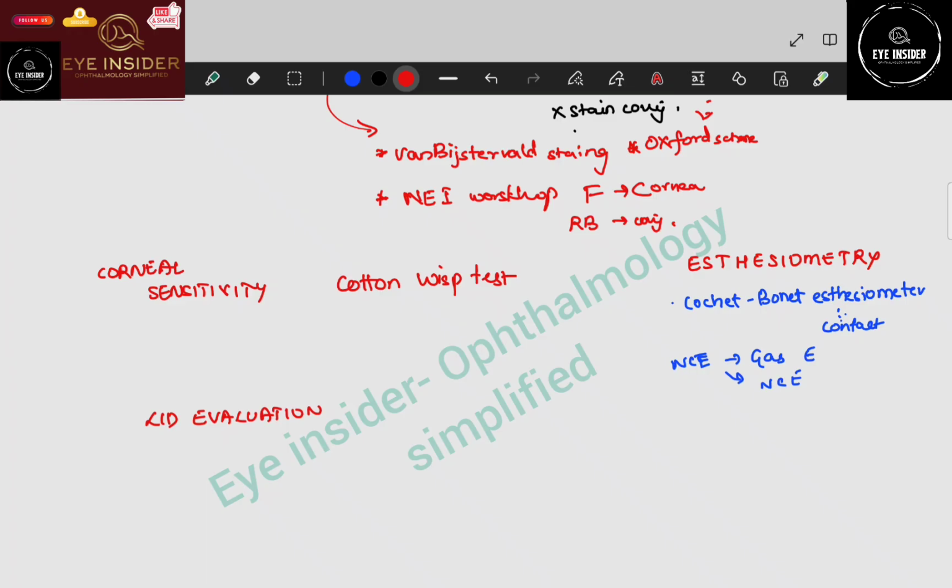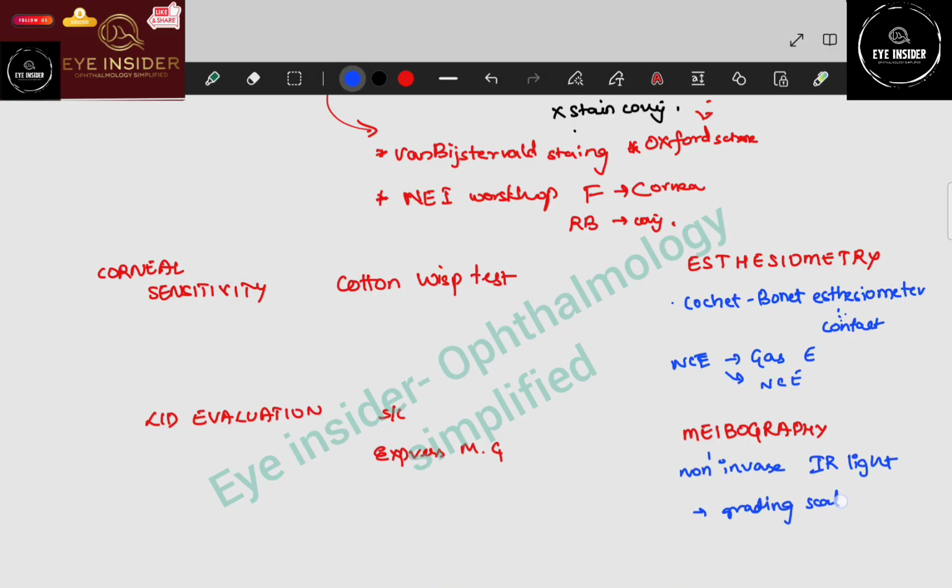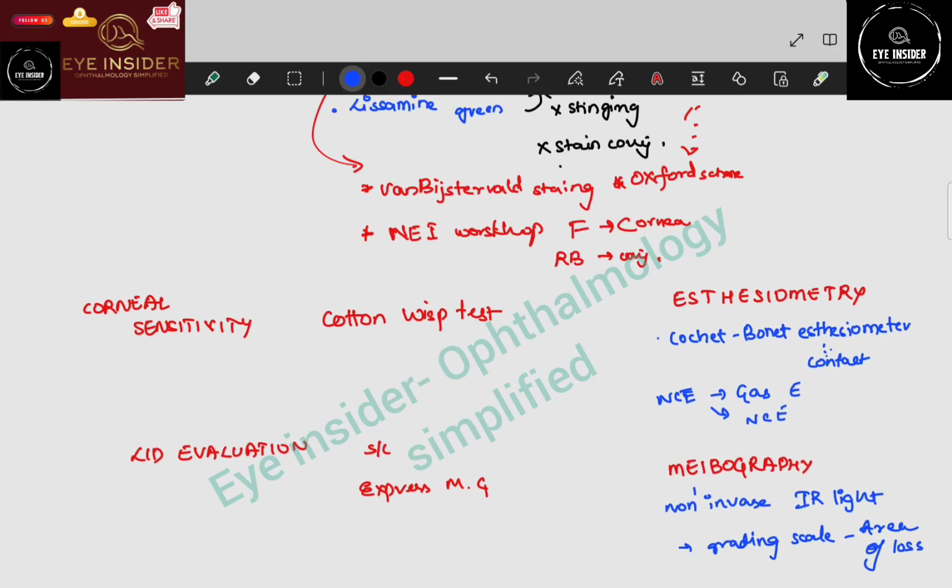Alright, then evaluation for the lid pathology. Lid pathologies should be evaluated normally with the help of slit lamps and by expressing the meibomian glands to check for any meibomitis. And the newer methods include meibography, right? It is a non-invasive test which uses infrared light, and we can see the anatomy of the meibomian glands, and if there is any meibomian gland loss we can see that also. With the help of that, we can also grade the areas of loss with this meibography.